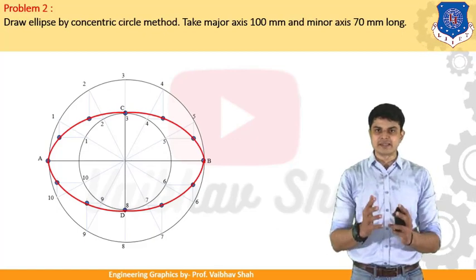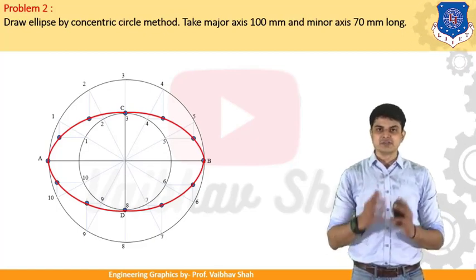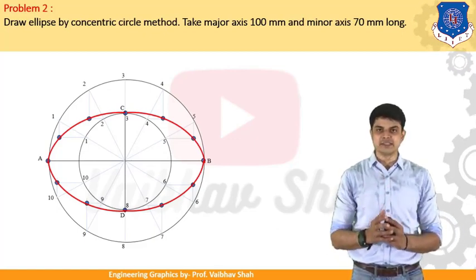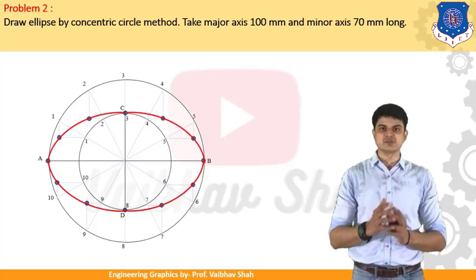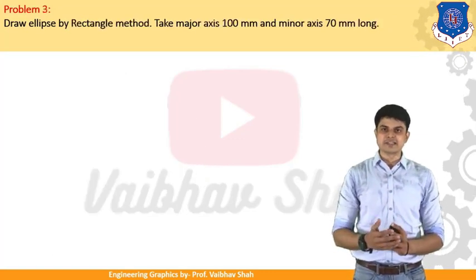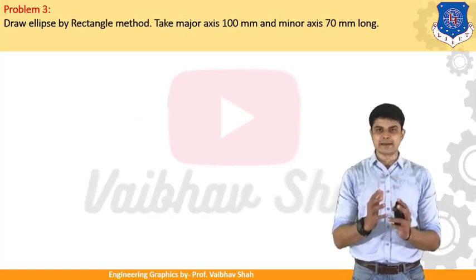And then after drawing the ellipse, you should give the dimensions. Here I have not given the dimension, but for your examination purposes, you should always give the dimensions to your figure. So now let us move ahead and let us see one more example.